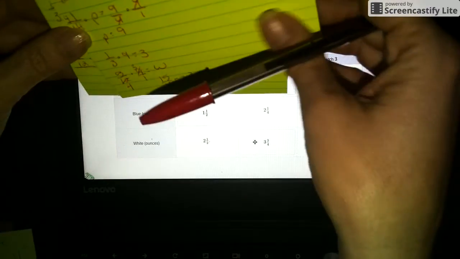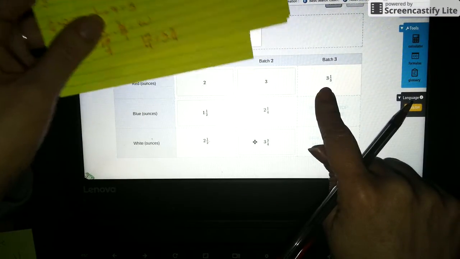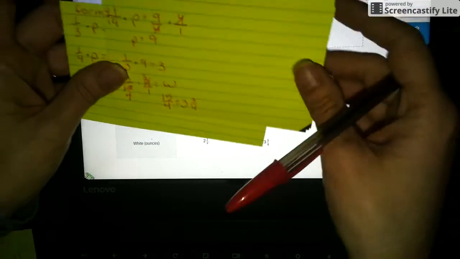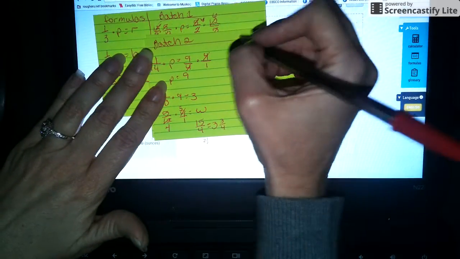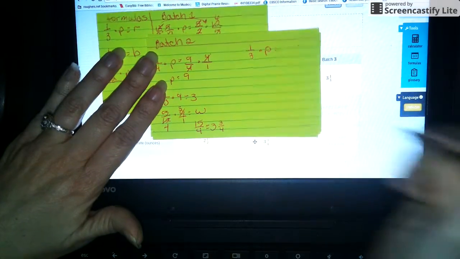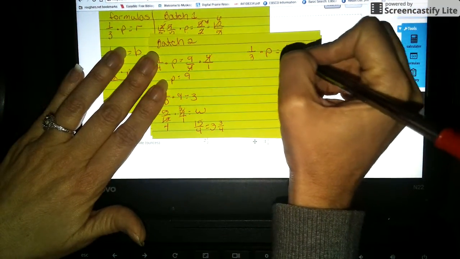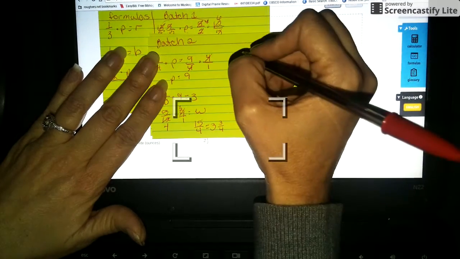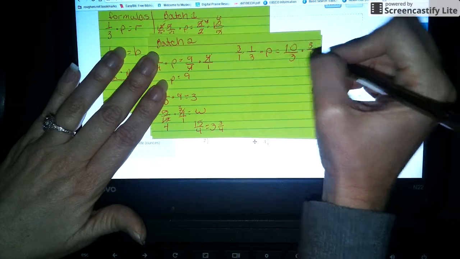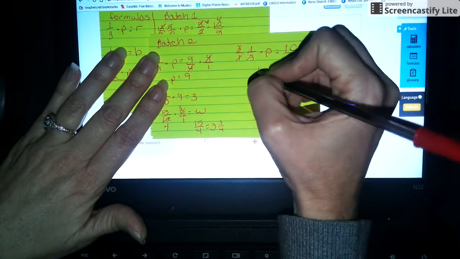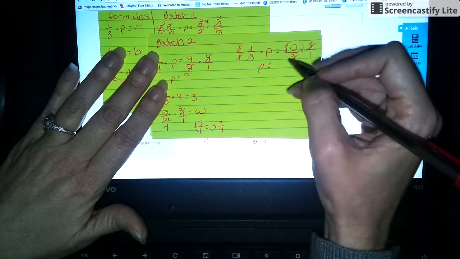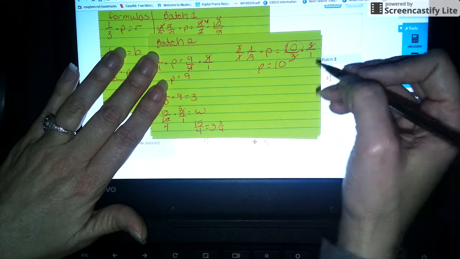All right. Now then, I'm going to use the 3 1/3 on the red formula. So that's going to be 10 thirds. So 1/3 of the paint is 10 thirds multiplied by the reciprocal. Do the same thing over here. These all cancel. So P is, the 3's will cancel out. So what am I left with? 10. So there were 10 ounces of paint.